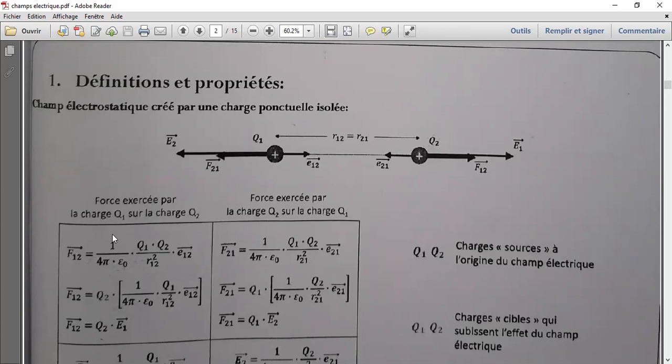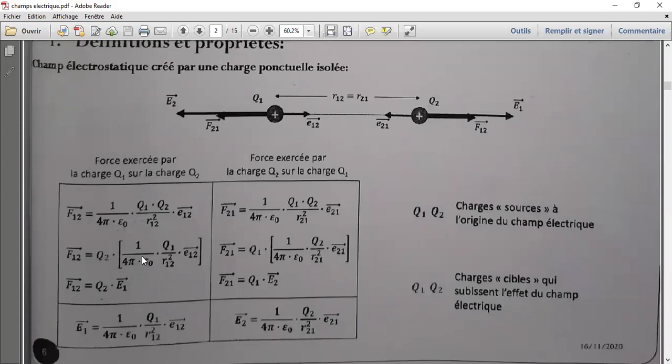So its force is K, which is 1 divided by 4 pi times epsilon, times the two charges Q1, Q2, divided by R squared, 1 to 2, meaning the distance between Q1 and Q2, then times the vector 1 to 2, meaning the direction in which the force is being exerted. So you see that Q2 is the one which feels the force.